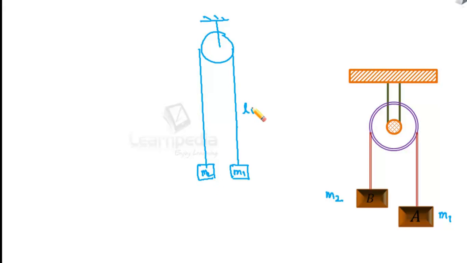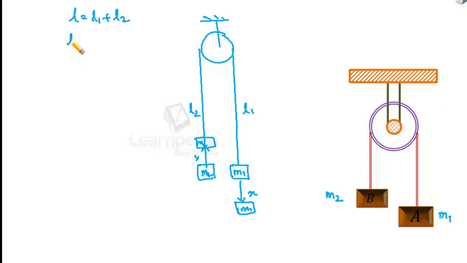Let me call this length as L1, this length as L2. So what are you going to get? L is equal to L1 plus L2. Now, because of gravity, let us say this comes down by X. Imagine this moves up by Y. Now M1 is at this position, and M2 is at this position.